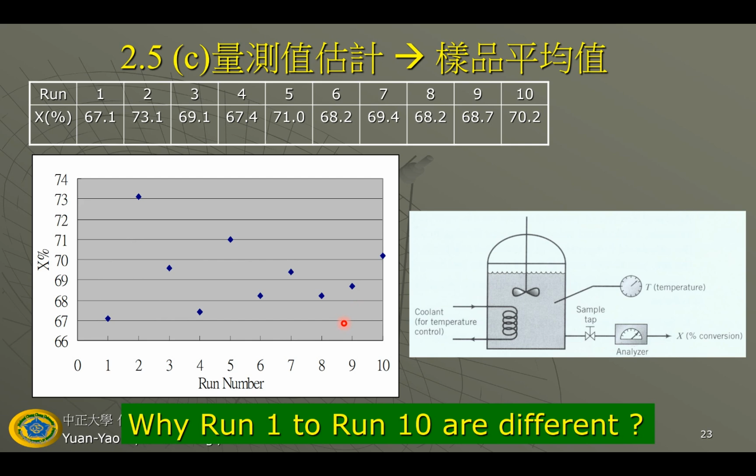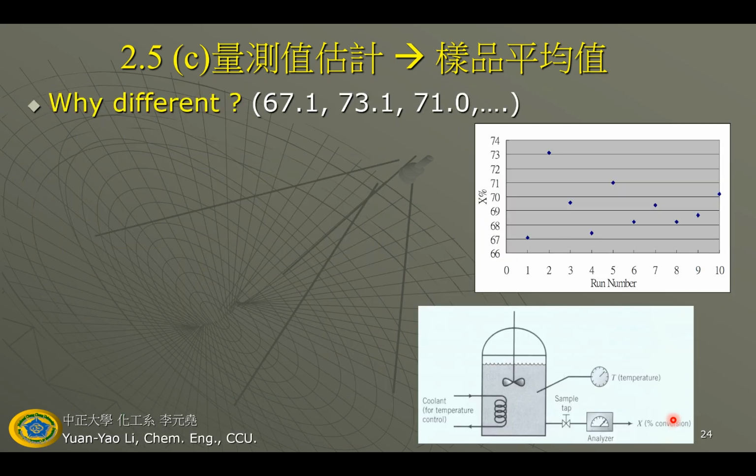And now the question is, why is the conversion rate in run 1 different from run 2, run 3, run 4, run 5? To be exact, no conversion rate is the same. Why are run 1 to run 10 different? Why? Give me the answer.